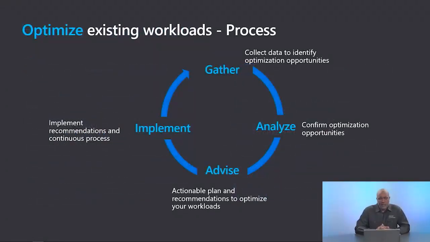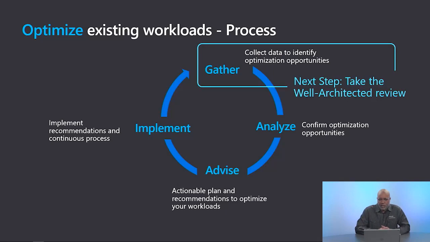So in the workload optimization process, the first thing we're going to do is gather and analyze data to identify and confirm optimization opportunities. Then we're going to review recommendations on which opportunities to pursue. Then implement those recommended optimizations and set up reviews going forward. So we're going to collect data to identify optimization opportunities. We can do that with the Well-Architected Review. And as we gather this data, we're going to analyze it to confirm what opportunities we want to act on.